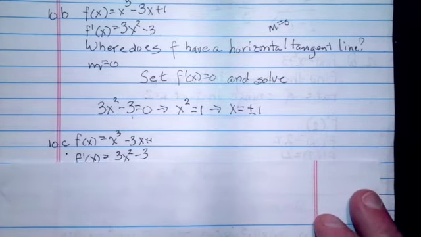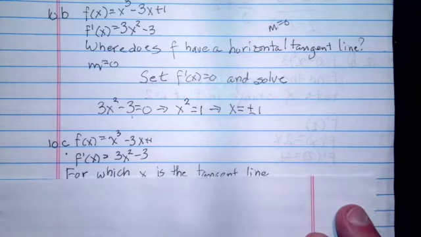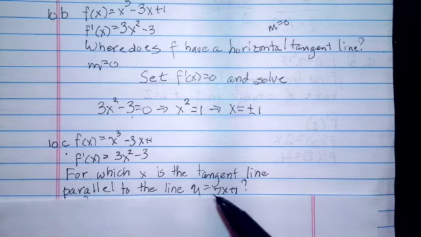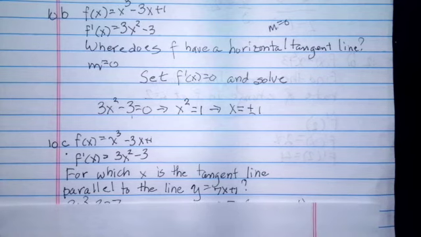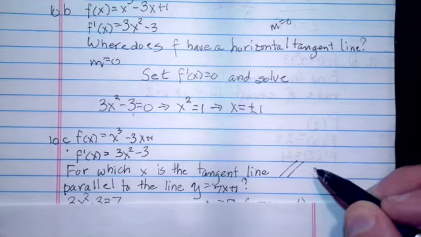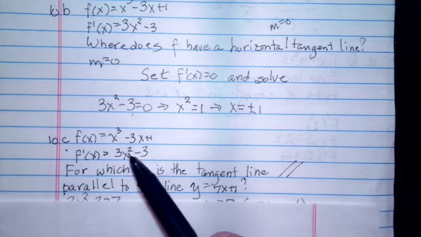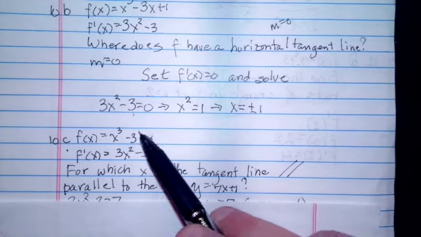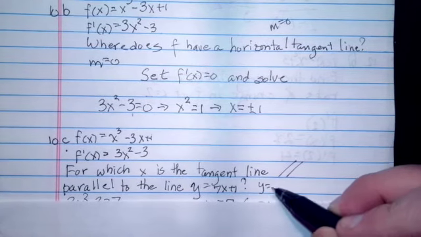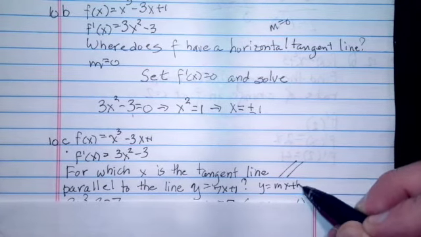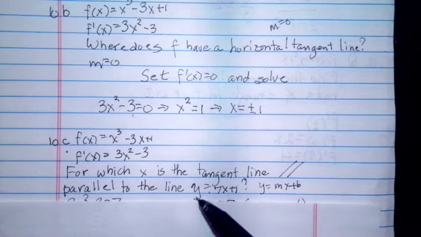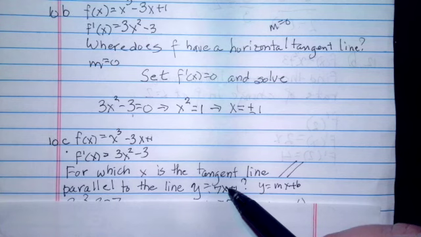And then for 10c, we're asked for which x is the tangent line parallel to the line y equals 7x plus 1. Well, parallel lines have the same slope. So basically, we want to figure out where does this graph have a slope that's equal to the slope of this line. Well, you might remember the form y equals mx plus b. That's the form this is written in. The coefficient of x is the slope. This line has a slope of 7.